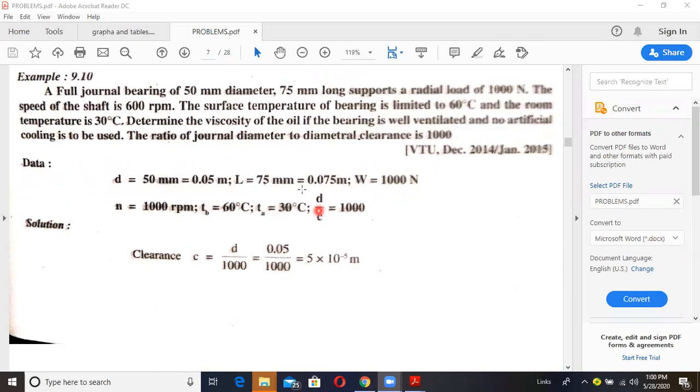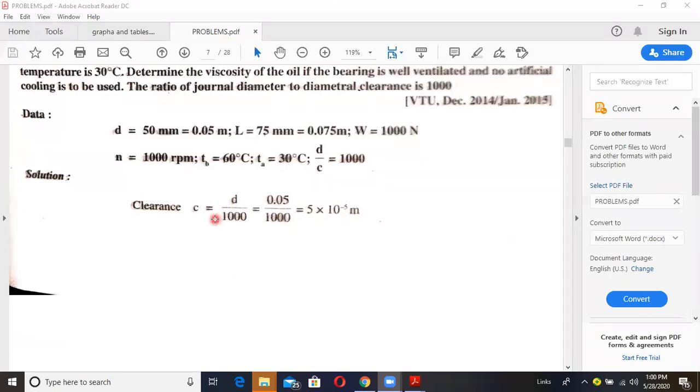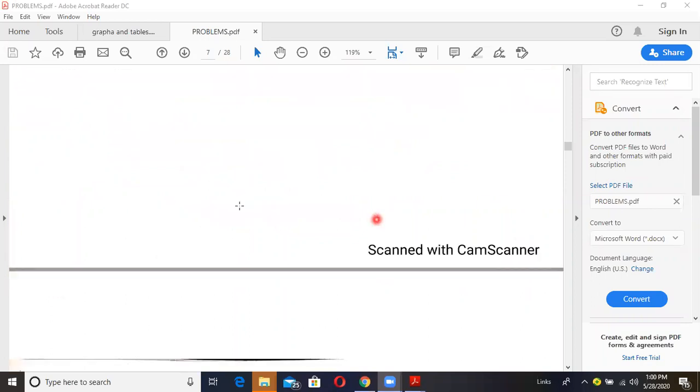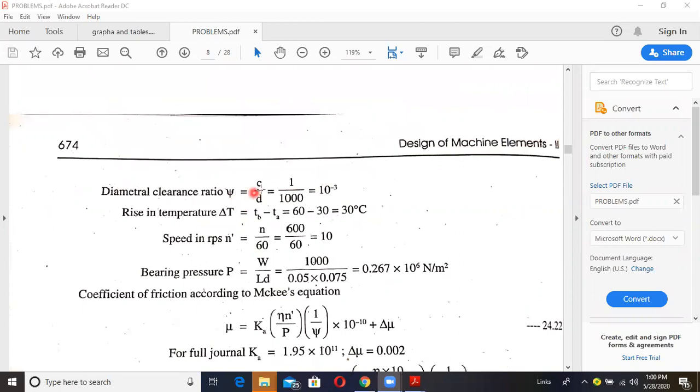So by using this data, we are going to calculate the viscosity of an oil. First we will calculate the clearance: C is equal to D divided by 1000, cross multiply, and we will get the clearance C. Once you get the clearance C, then we are going to calculate xi. Xi is equal to C divided by D.